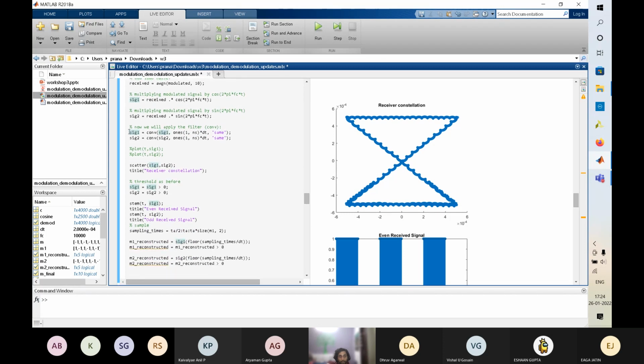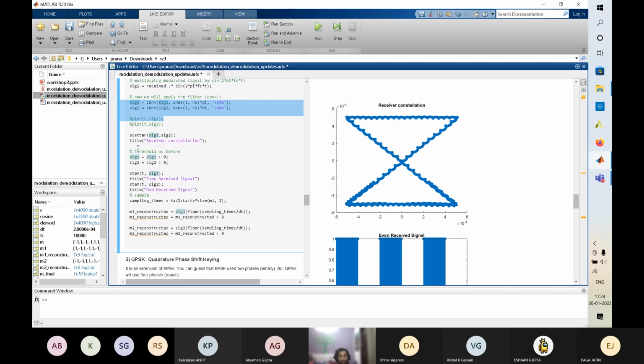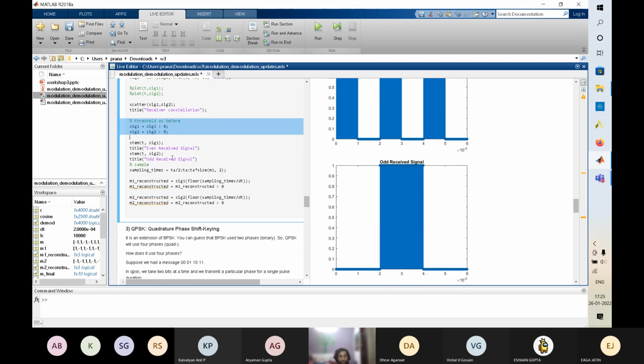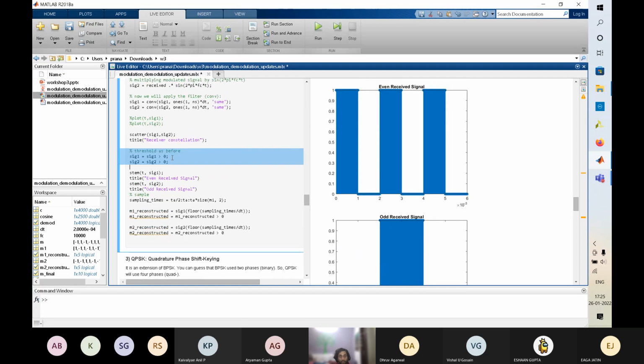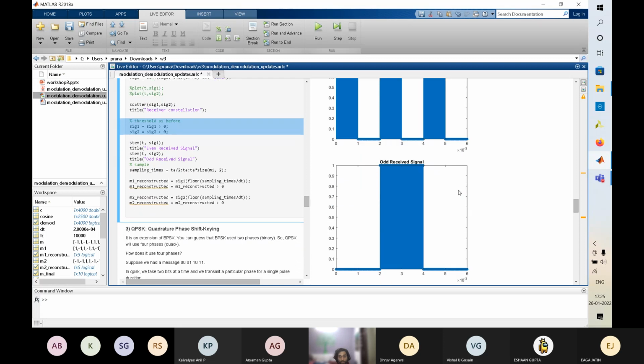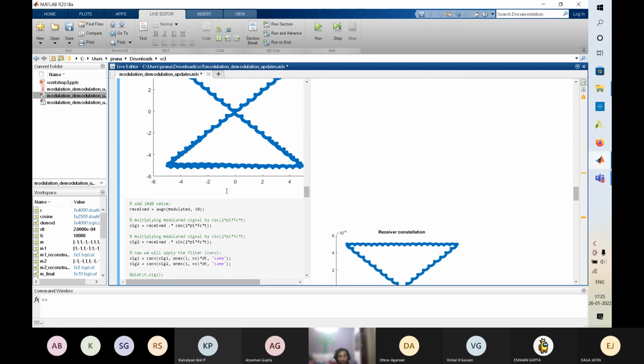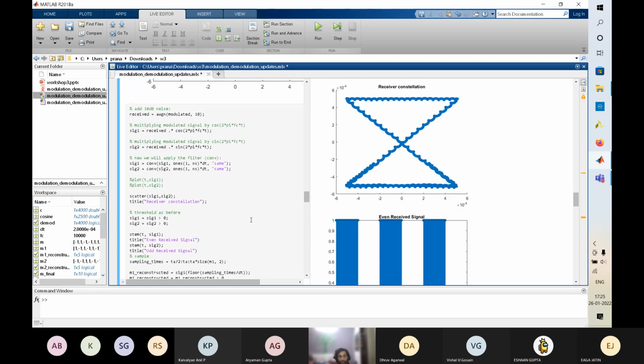Here we are taking the low pass filter, and if it is greater than 0, then we say the answer is 1, and if it is less than 0, then we say the answer is 0. Yeah, so this is the received signal. This is M reconstructed, so it is the same as what we transmitted.